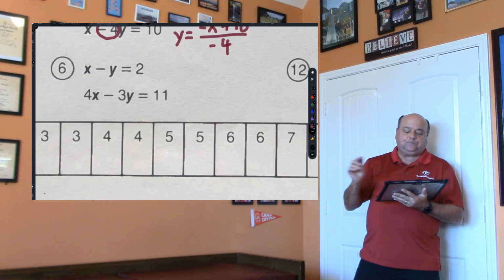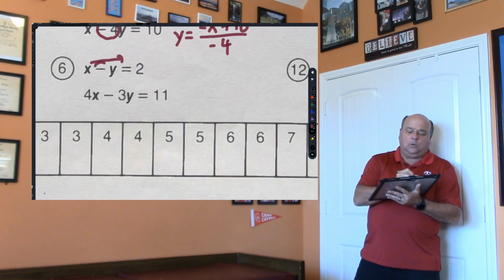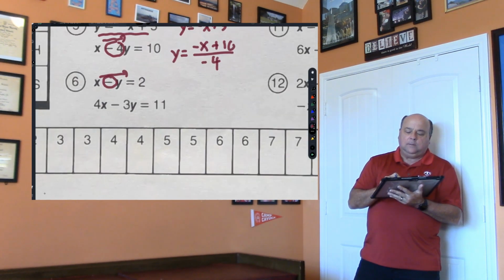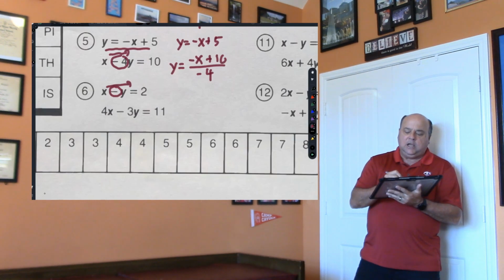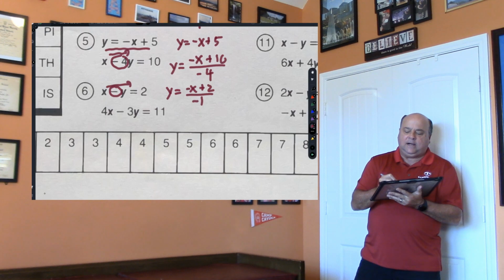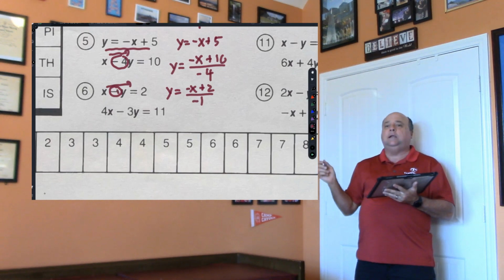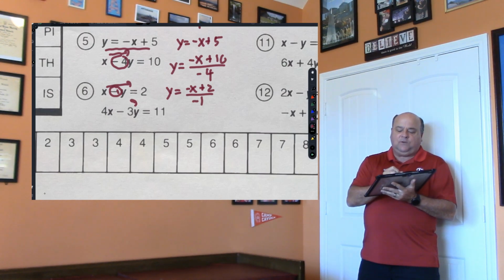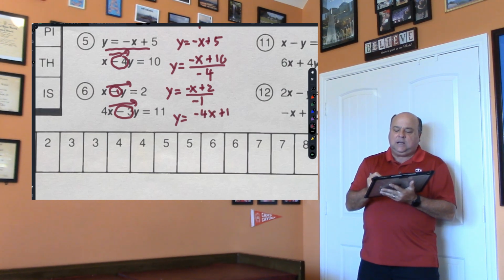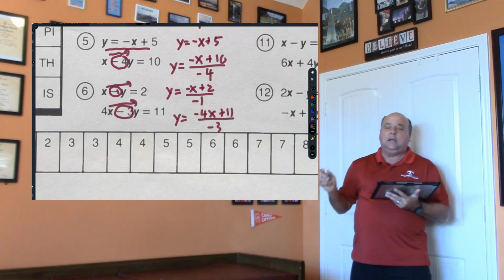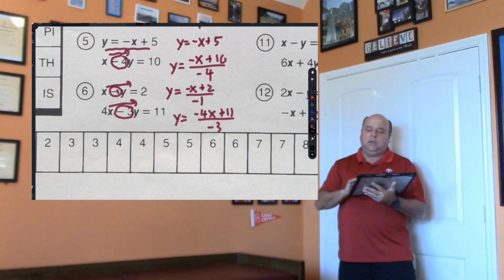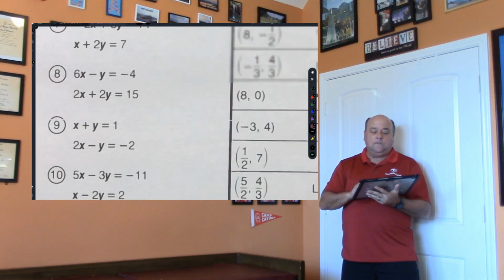Number 6, the x flips, the y goes on the bottom. Let me zoom out a little bit. Okay, so we're going to get y equals negative x plus 2 over negative 1. So if there's a minus in front of that y, remember it's a minus 1 in it. On the next one, the x flips, the y goes on the bottom. So we're going to get y equals negative 4x plus 11 all over negative 3. That's what you'll graph, okay? We've got 6 more to do here.